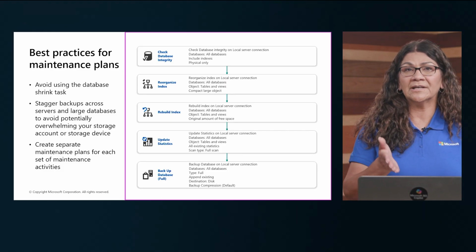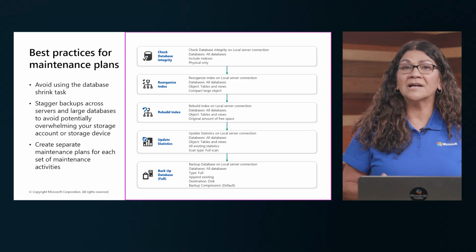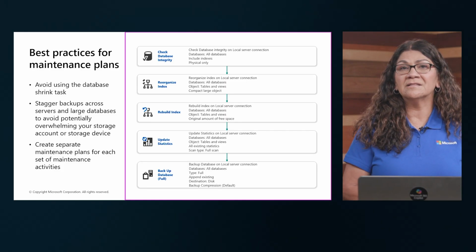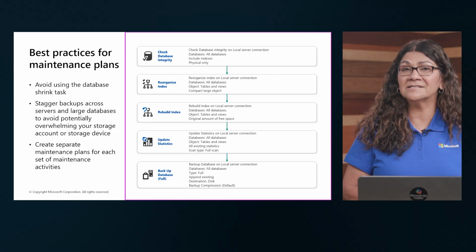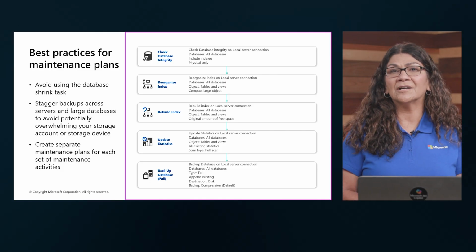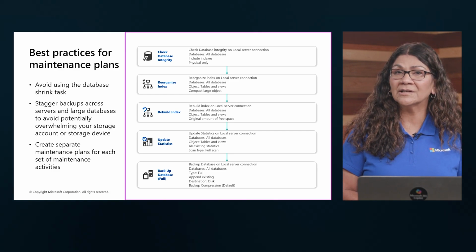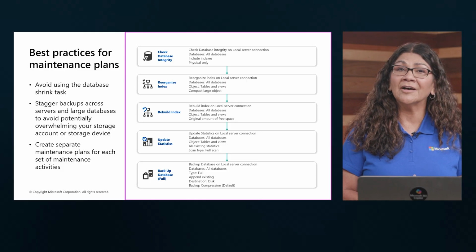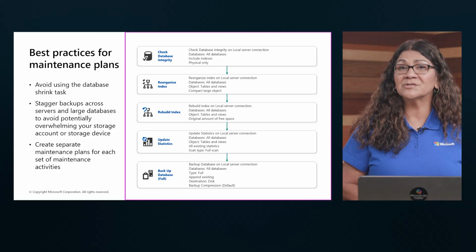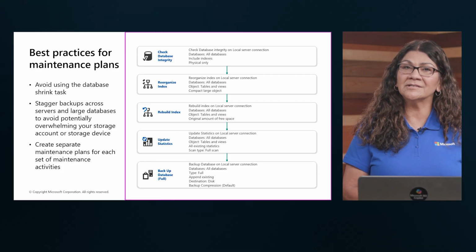The flow chart here details essential tasks such as checking database integrity, reorganizing and rebuilding indexes, updating statistics, and performing full backups. These tasks help maintain data consistency, optimize query performance, and manage storage efficiently. Maintenance plans are especially useful in enterprise environments where automation and consistency are critical, and they can be scheduled to run during off-peak hours to minimize impact. Following these practices ensures that each database receives the appropriate level of care, reducing the risk of data loss and improving overall system health.